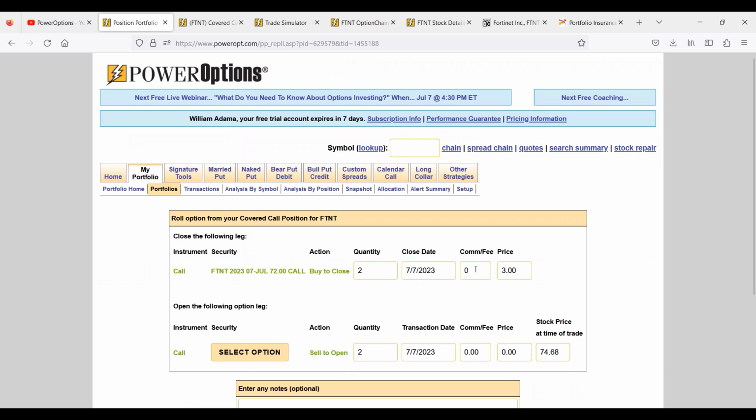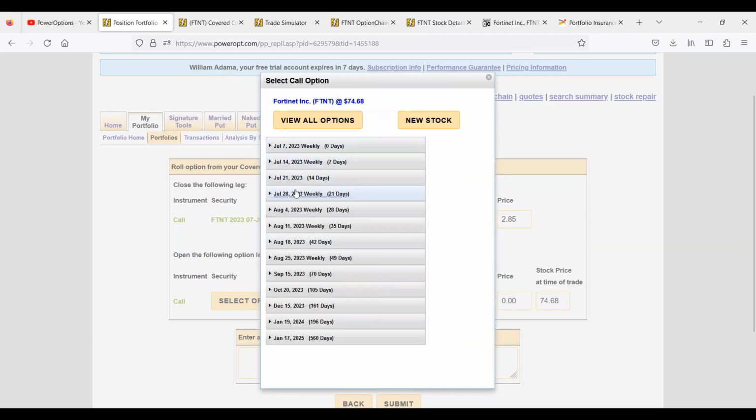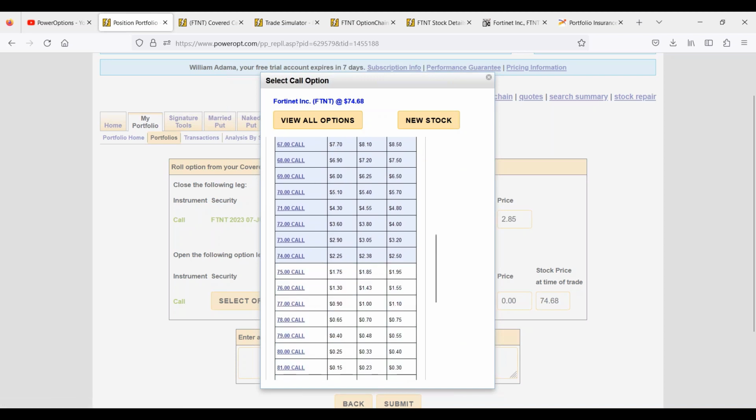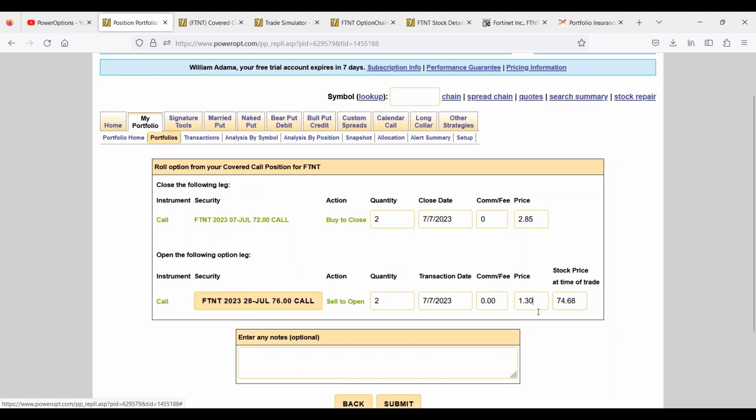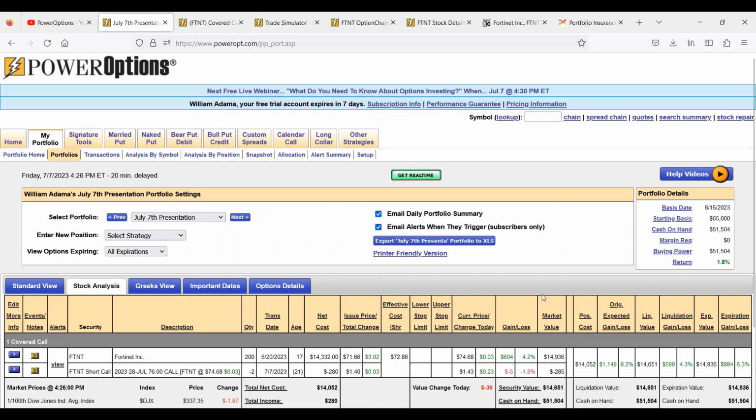And so we have the buy to close, it was at 268. We saw at midpoint prices. We have the 72 call, of course, and Fortinet is at 74.68. So let's say when we did pull this trigger on this trade, we got filled at 285, and we're going to sell that 21 days out, 76 call, midpoint of 143. So let's say we only got 140. That's okay. We're still at a positive premium. Bid-ask spread fluctuations, fighting with the market maker, whether it's electronic. Then we'll go ahead and submit the trade.